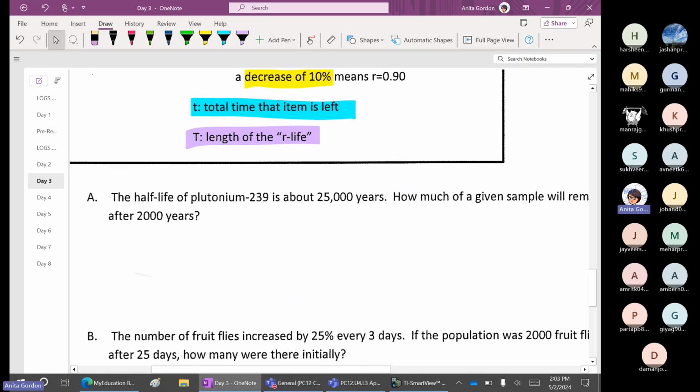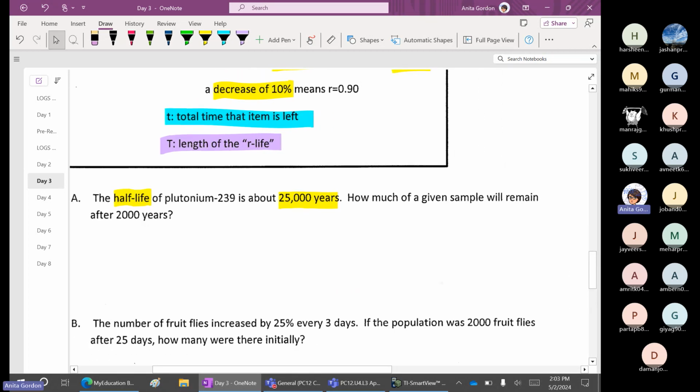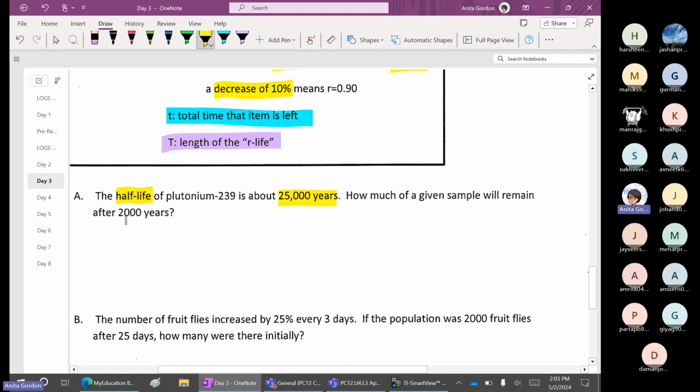So let's take a look here. The half-life of plutonium-239 is 25,000 years. How much of a given sample will remain at 2,000 years? What do I know? Half-life means R is 0.5. We are reducing it by half.